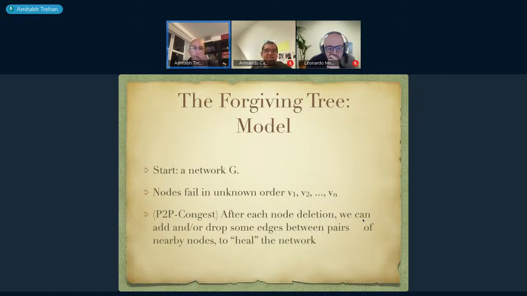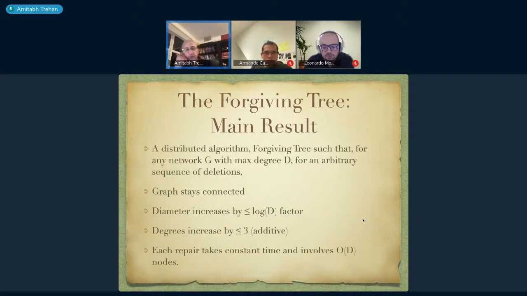deleted in some order, and you are going to do a P2P CONGEST and self-healing model. So the same thing's happening now, except that every repair happens on node deletion. In fact, the order of the repairs need not be synchronous, so it can be asynchronous. So that's the good thing.